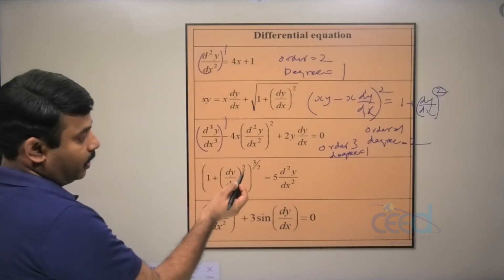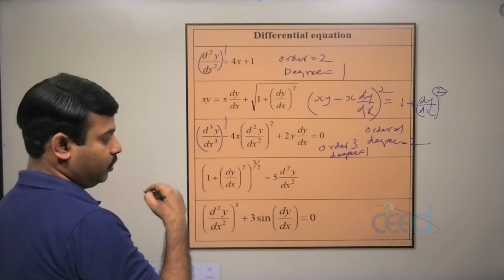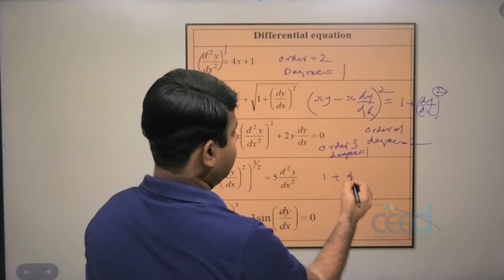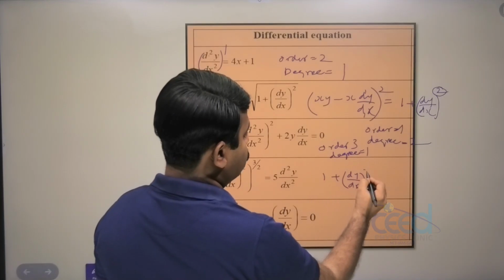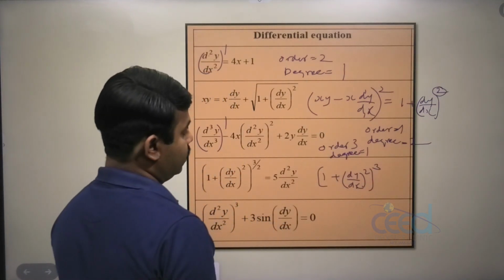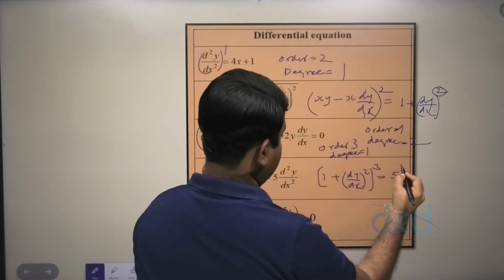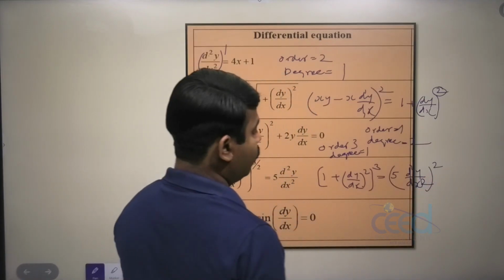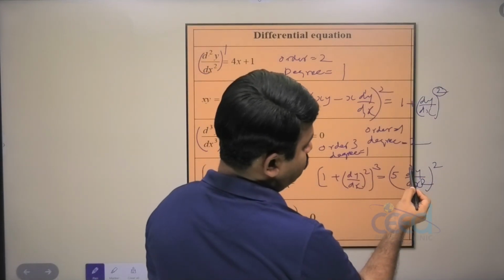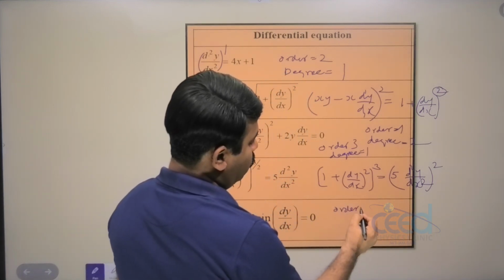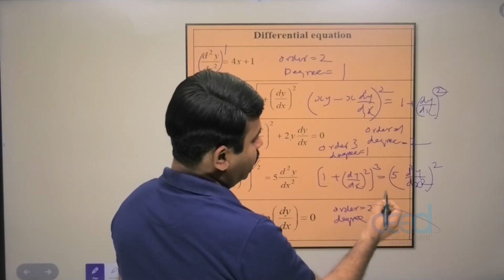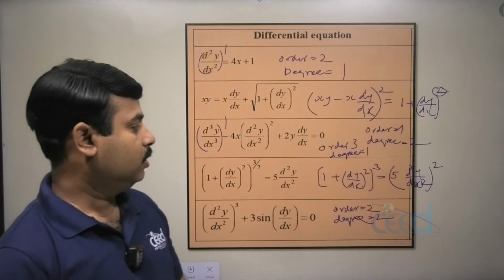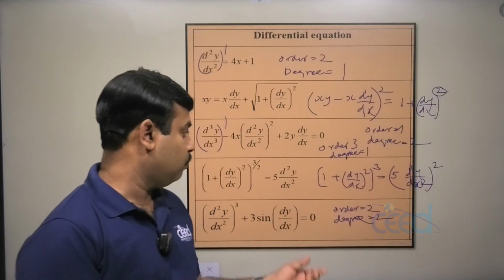Understood? Now here there is a power 3 by 2, that is a fraction, and we should remove it. How do we remove it? Square both sides. Then you get 1 plus dy by dx whole square, whole cube, equals 5 d square y by dx square, whole square. Now the highest differential is 2, so the order is 2, and the degree is the exponent of this highest order term, that is 2. Here the highest derivative is d square y by dx square.